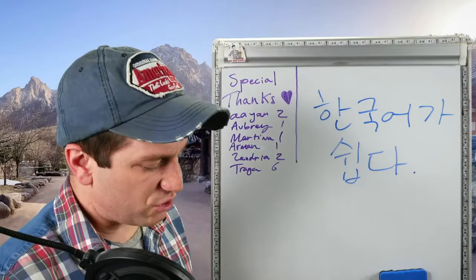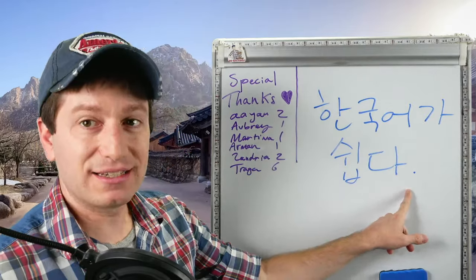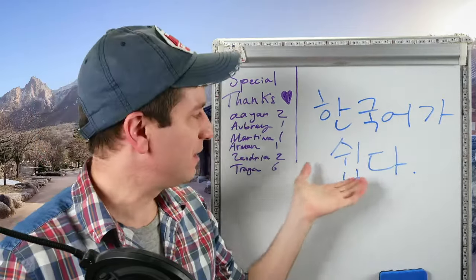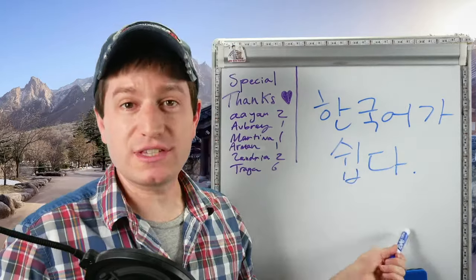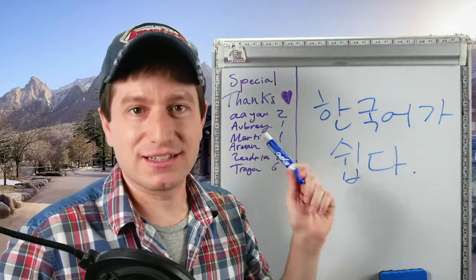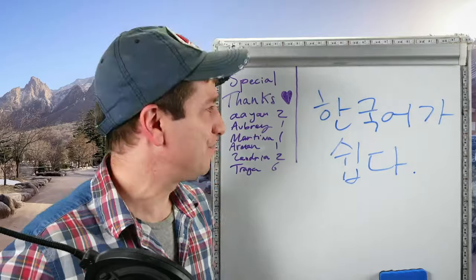You could say 한국어는 or 한국어가 쉽다. Korean, as in the Korean language, 한국어, 쉽다 is easy. 한국어가 쉽다. Or you could have said 한글이 쉽다. 한글, the alphabet. 한글이 쉽다. So the Korean alphabet is easy.